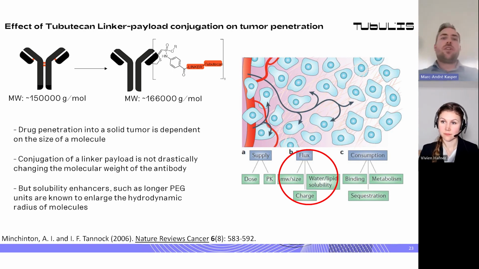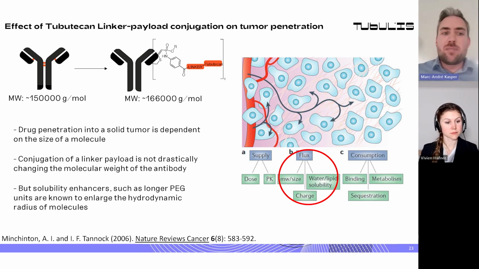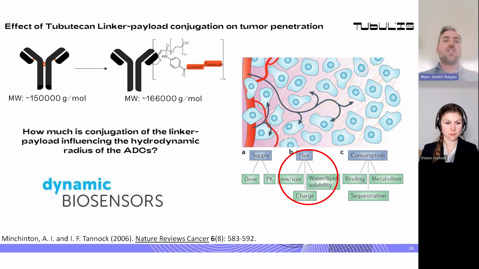And what is known from the literature also is that the bigger a molecule is, the less tumor penetration is usually possible. And we wanted to find out, I mean, the linker payload is not large, but still we increase the size of the antibody by conjugating the payload. Does this have an influence on tumor penetration, or could this potentially be? And for this, we wanted to find out how much this conjugation, when we are turning an antibody into an ADC, is influencing the hydrodynamic radius of the molecule, because the hydrodynamic radius is what is important when we think about tumor penetration.